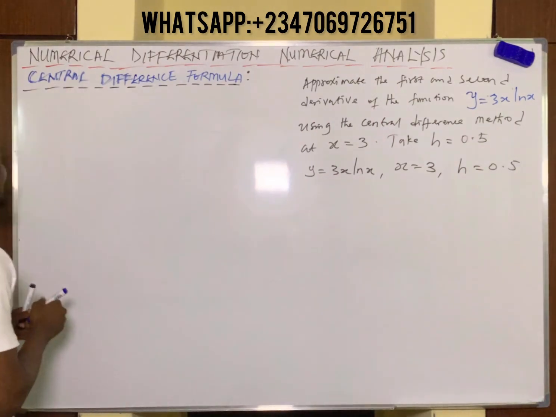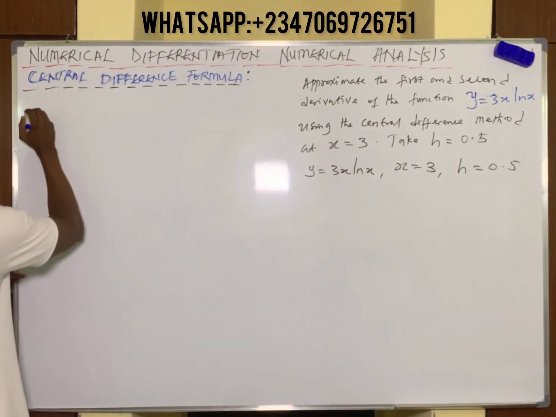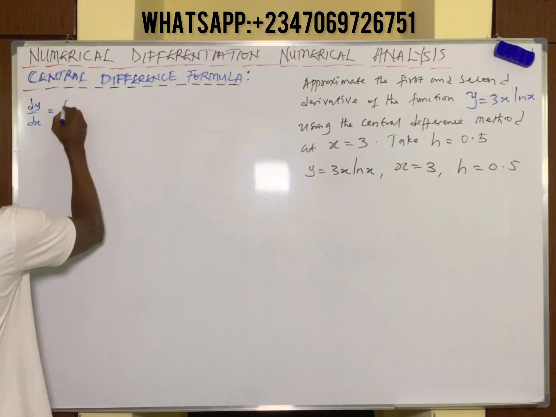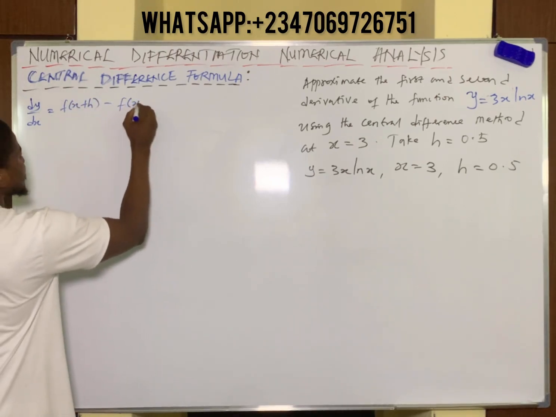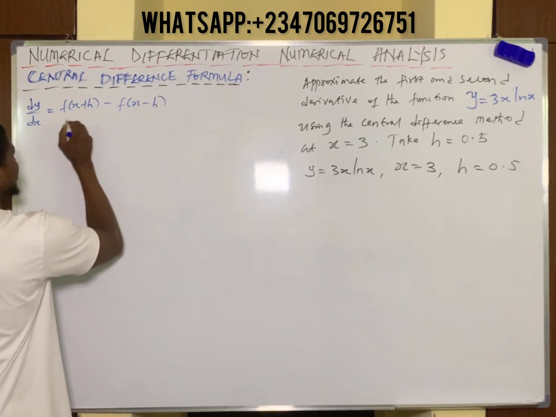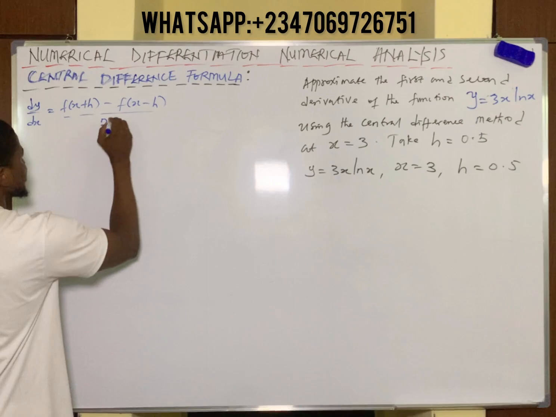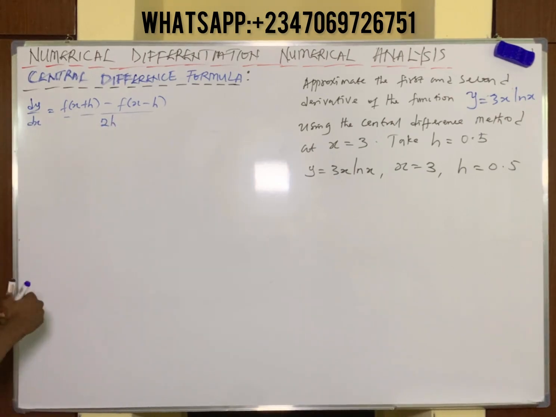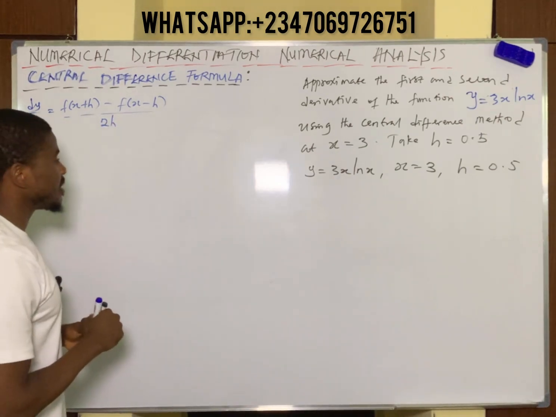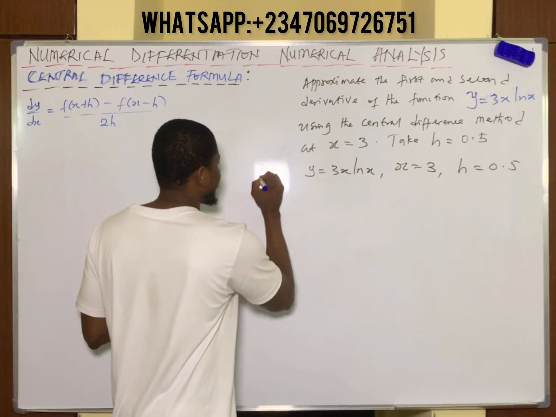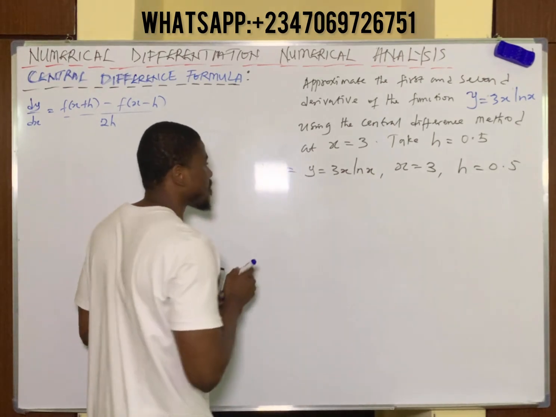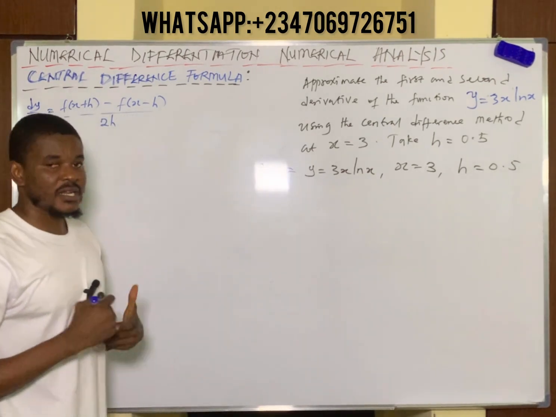Okay, so for the first derivative, using the central difference method, remember the formula states dy/dx equals f of x plus h minus f of x minus h divided by 2h. Meanwhile, y here simply means f of x. So you have f of x equals y, and that is equal to 3x ln x.